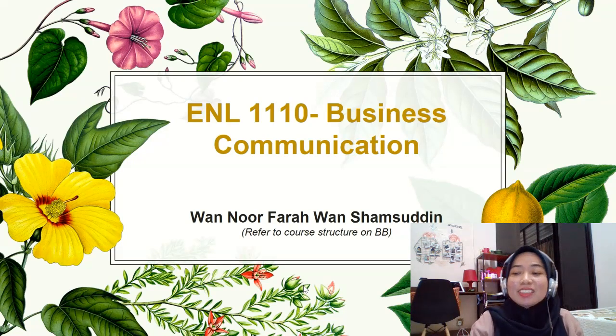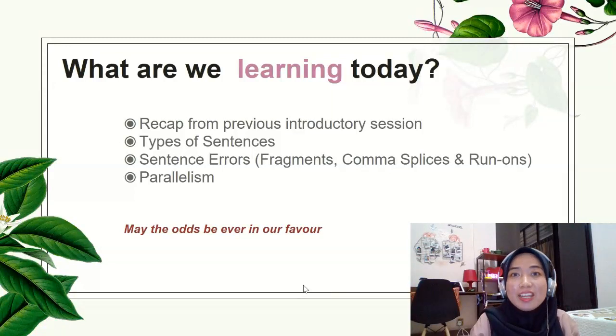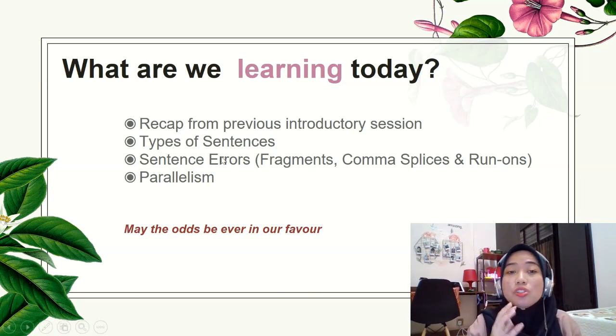Okay, so let's get going and see what we're going to learn in today's video. What we're going to do today is, first of all, I want to see if you can remember a thing or two from what we discussed in the introductory video. We also shall be looking at different types of sentences, because knowing different types of sentences will greatly help you to understand the three sentence errors. The three sentence errors that we'll be discussing today are fragments, comma splices, and run-on.